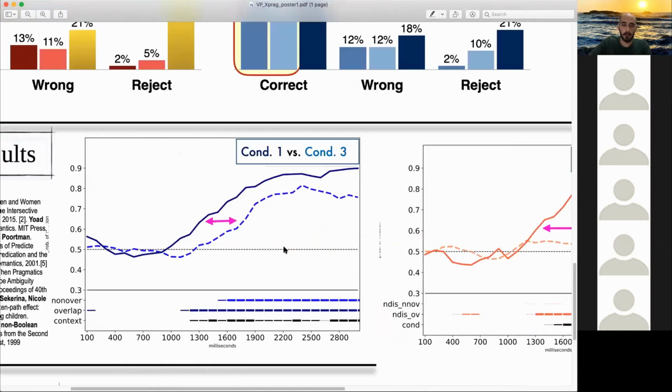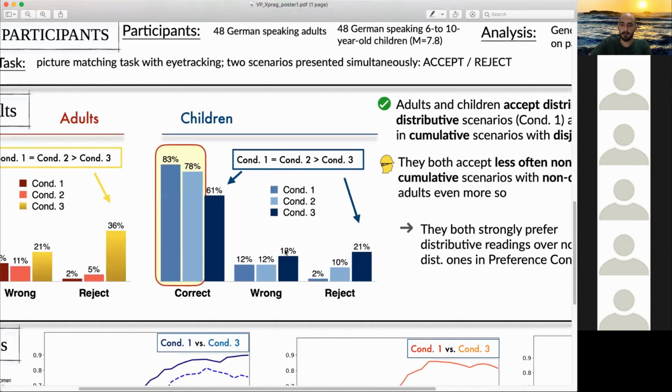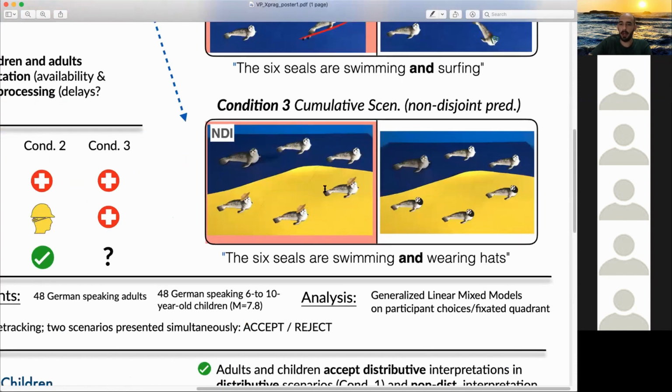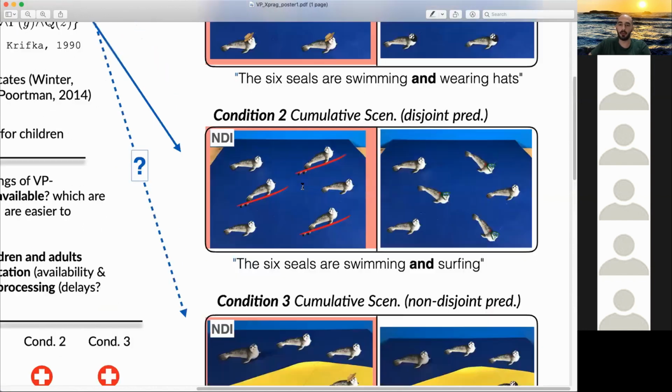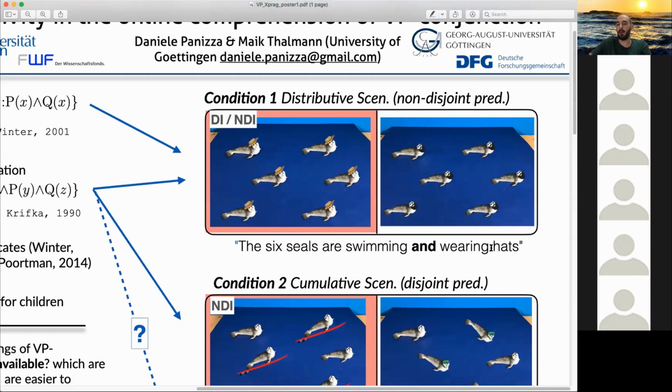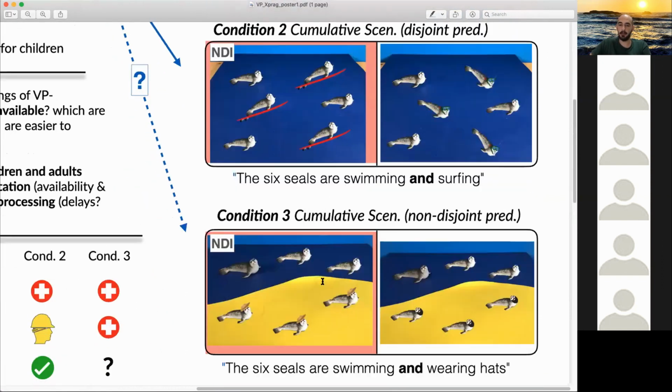Now let's see what happens in condition 3. So condition 3 is, again, when you have a cumulative scenario requiring a weaker reading to be accepted, but adopting a comparable predicate, okay? So 6 seals are swimming and wearing hats, okay? Compared to the 6 seals are swimming and wearing hats, okay? So here you have your distributive scenario, and here you have your cumulative scenario.